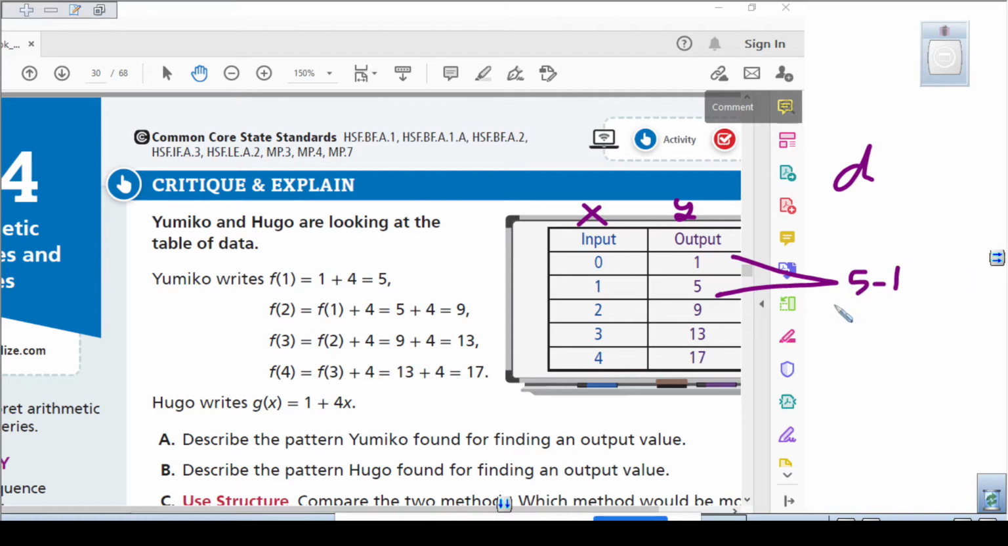Tell me how much that is in the chat. And then you're going to subtract 9 minus 5, I'm sorry. And then you're going to subtract 13 minus 9. And finally, you're going to subtract 17 minus 13. How much did you get? I see a lot of 4s here, which is true.